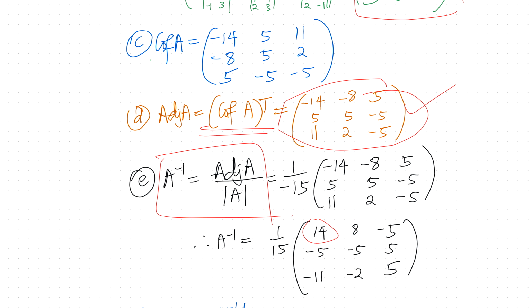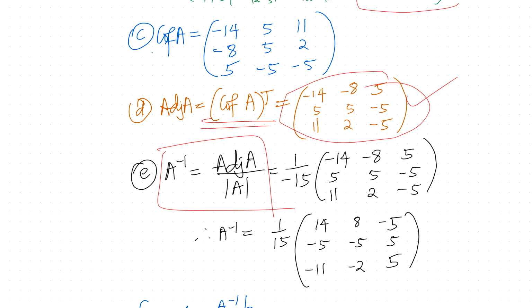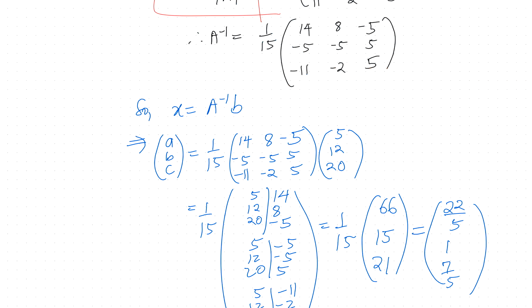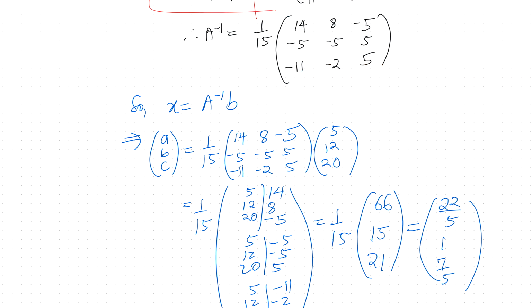Okay, so now that you have your inverse, don't forget where you're coming from. You need to find X, which is A inverse B. So this is your A inverse, and your B is the right-hand side, 5, 12, and 20. So you have 1 over 15 into 4, 8, minus 5, and all that.